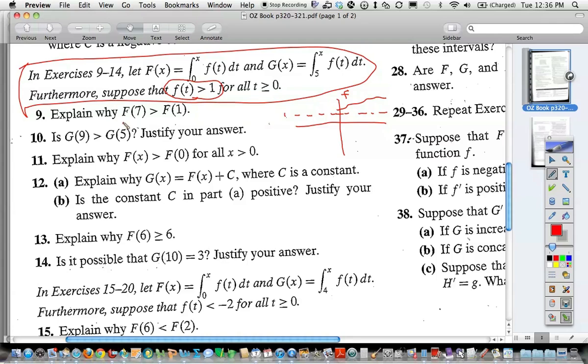So now it says, why is big F of 7 bigger than big F of 1? Well, big F starts at 0, right? The area, again, if we're going to talk area, now let's be specific here. The area is always increasing. So big F of 7, and again, don't forget this right here.